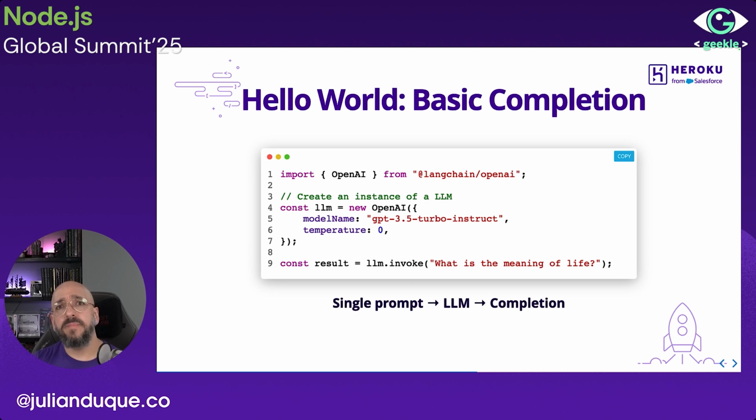I define the temperature parameter, which will define how similar the answer is going to be every time I ask the same question. And then I just invoke that model with the completion, and it will give me the result. So the basic example is going to have a single prompt. It goes to the LLM, and then I get the completion. And we will see this running later when we go to the playground.